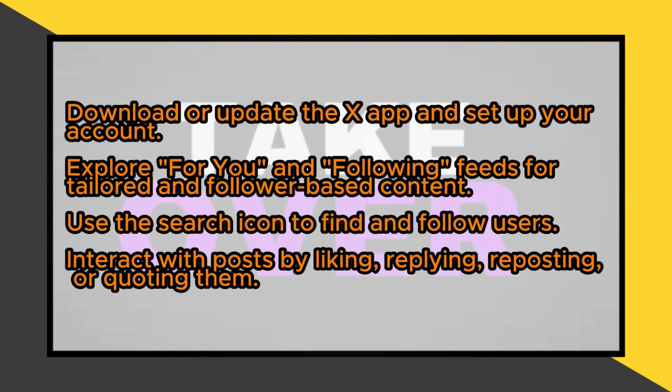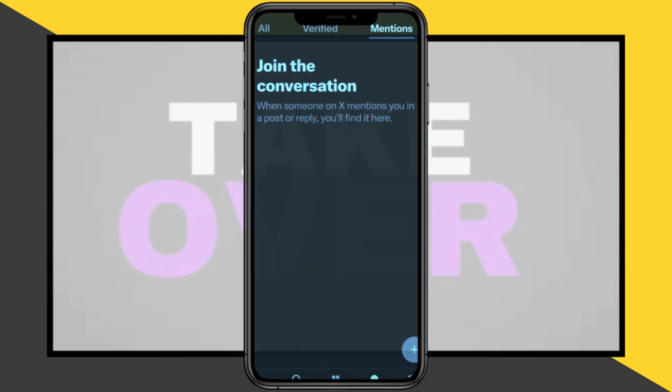To find new users to follow, tap the search icon, type their name in the search bar, and select their profile to follow them. Interact with posts by liking, replying, reposting, or quoting posts with your thoughts. To create your own post, tap the plus sign, type your message, and enhance it with photos, videos, GIFs, polls, or even voice notes. When ready, tap post to share it.